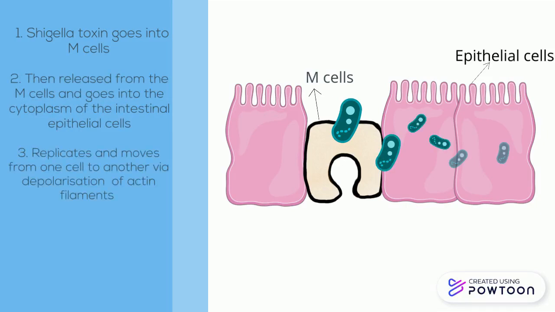It then replicates and induces depolarization of the actin filaments to move from one cell to another. Due to the lack of H antigen, it has no flagella for movement.